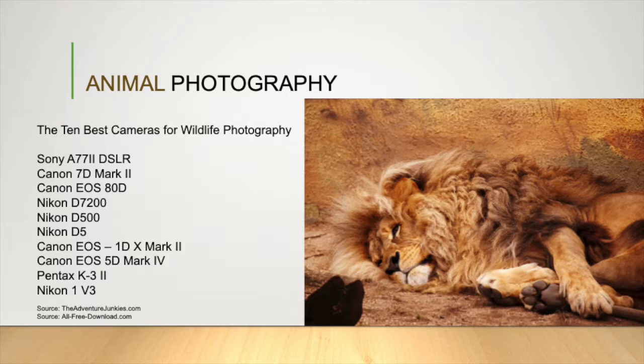The 10 best cameras for wildlife photography are Sony A77 II DSLR, Canon 7D Mark II, Canon EOS 80D, Nikon D7200, Nikon D500, Nikon D5, Canon EOS 1DX Mark II, Canon EOS 5D Mark IV, Pentax K-3 II, and the Nikon 1 V3.